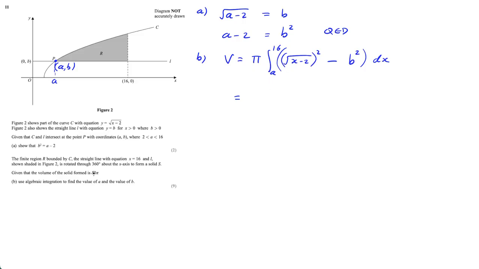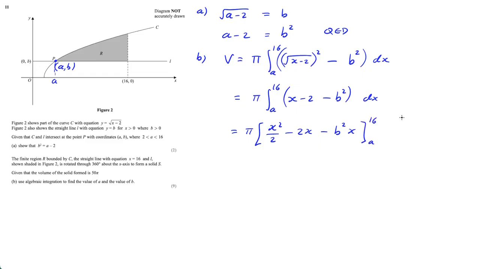So this is equal to pi times the integral from a to 16. This squared is just x minus 2, that's quite nice, x minus 2 minus b squared dx. Okay, integrate this, pi times integral of this is, now I want a big bracket here, guys, it's x squared over 2 minus 2x minus b squared x, because this is like a constant, close my bracket, from a to 16. Okay, now I'll do my pi, big square bracket, I'll do my round brackets.